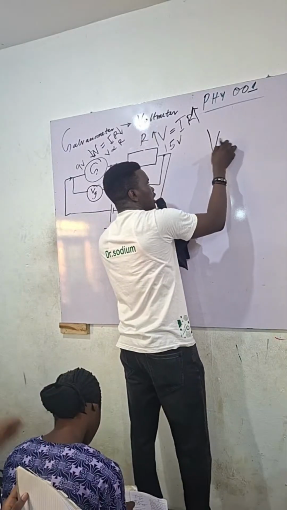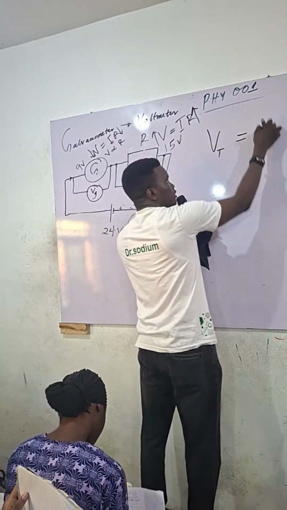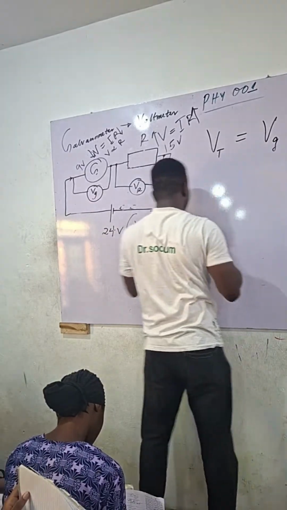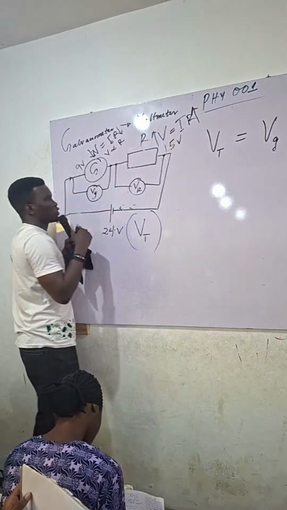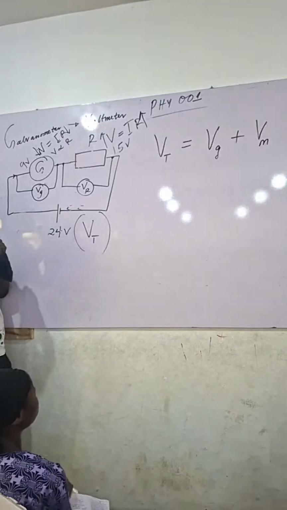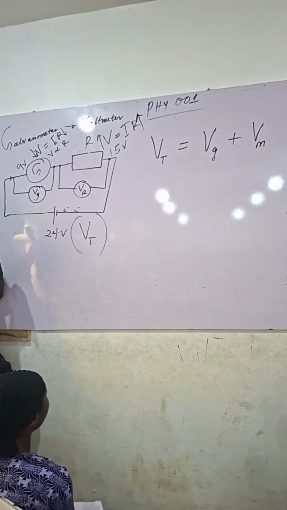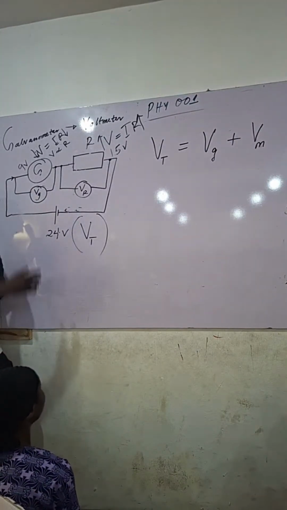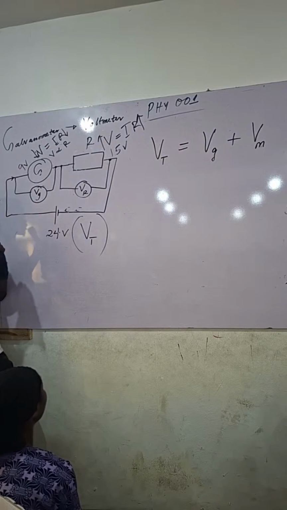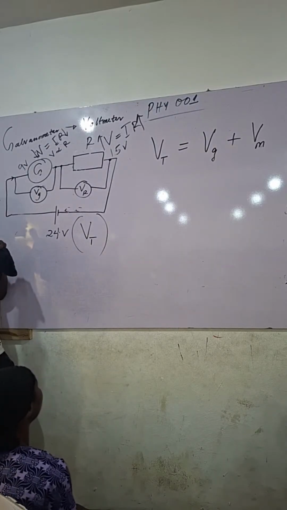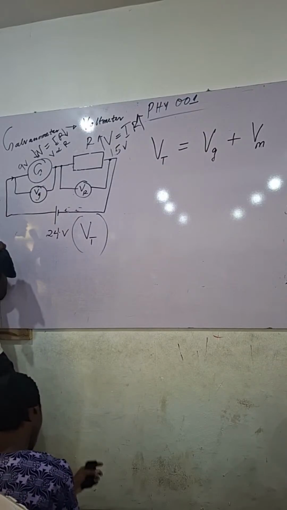So V total is going to be V sub G plus V sub M. I'm calling it V sub M now, meaning multiplier, and that's for the resistor. Do you understand what I did here? So leave your V total because that's what you know. That's what you want to divide, but you just need a resistor that can help you divide it.